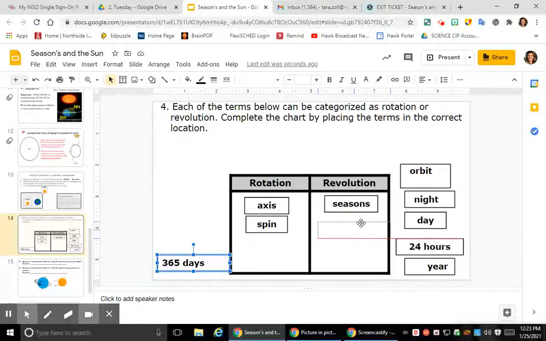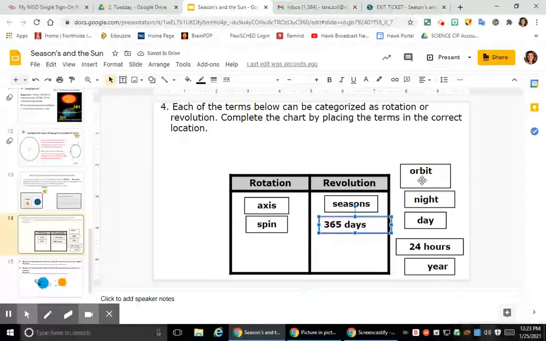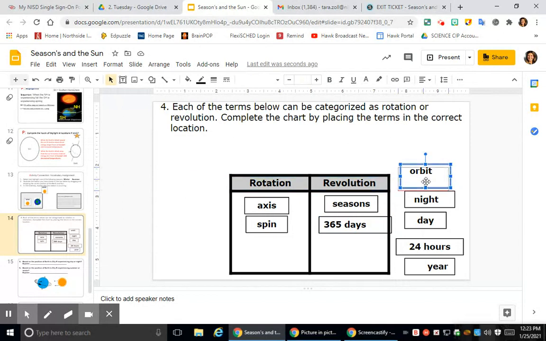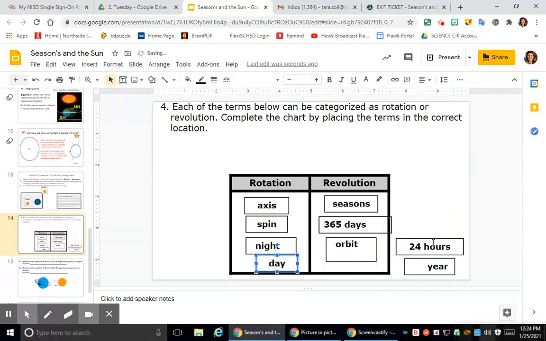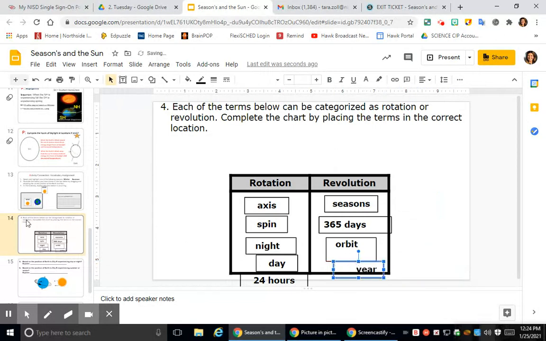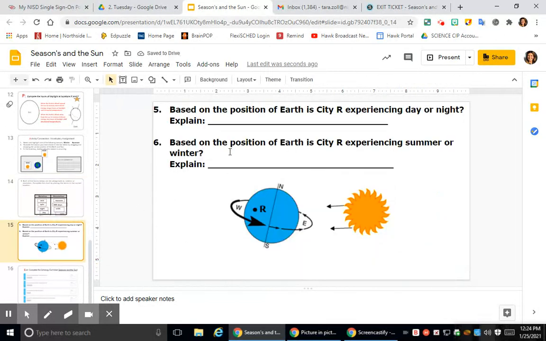365 days. 365 days is 1 year, and that's how long it takes Earth to do a revolution around the sun. Orbit is another word for revolution, so I could drag that in there. Day and night, what causes day and night, would be underneath rotation. Okay, and we also know that it takes Earth 24 hours to do one rotation on its axis, and a revolution takes 1 year.